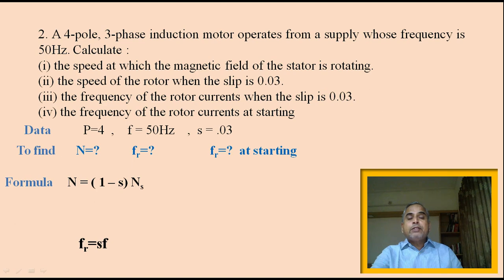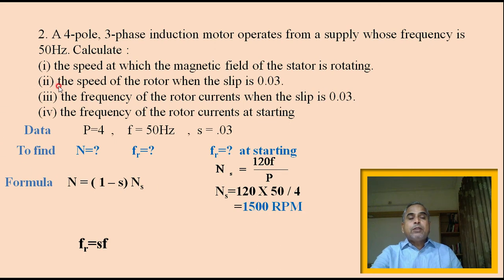Then you have to write the equation for ns, that is ns is equal to 120 f by p. F is given and p is also given. You just have to calculate the synchronous speed, that is 120 into 50 divided by 4. The synchronous speed we are getting is 1500 rpm. This is straightforward.